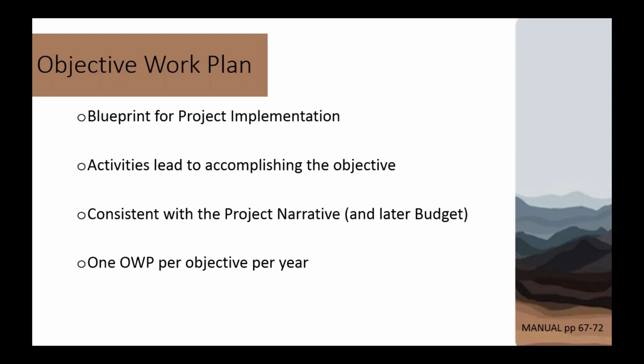Okay, a well-crafted OWP documents how implementing activities will lead to achieving project objectives and how achieving the objectives will accomplish the project goal and directly address the current community condition. In total, an applicant should have one OWP form per objective per year. This means that the applicant can have a maximum of 9 individual OWP forms.